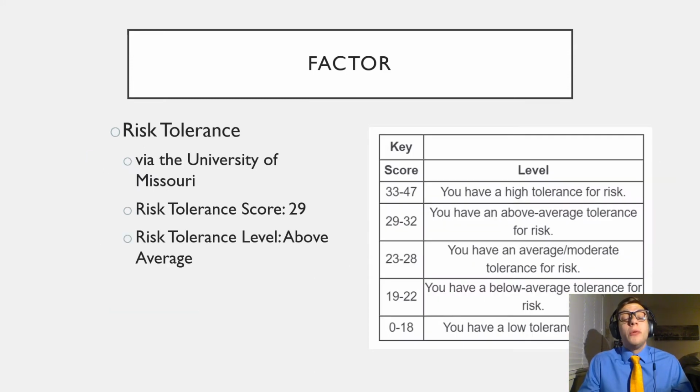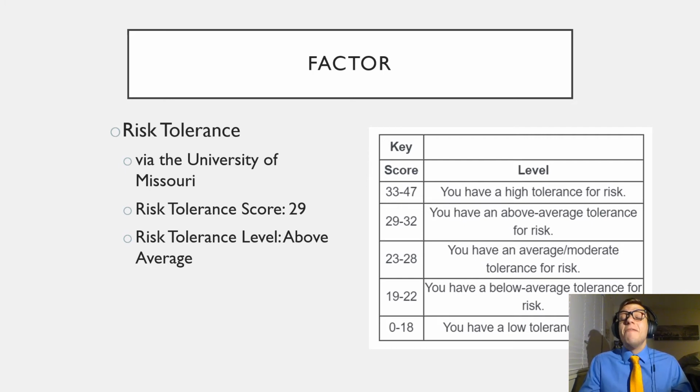Another factor that we will look at is my personal risk tolerance. My risk tolerance was measured by a survey created by two PhDs at the University of Missouri. In that 13-question survey, it gave me a risk tolerance score of 29. And as you can see to the right, a score of 29 puts me in the bin, per se, of an above average tolerance for risk.